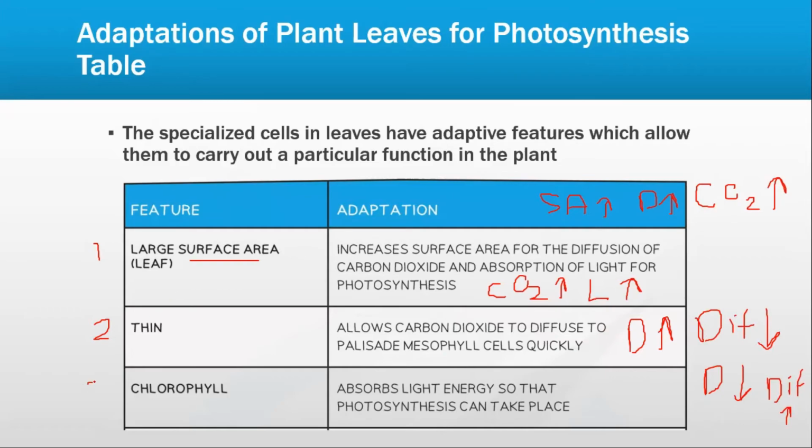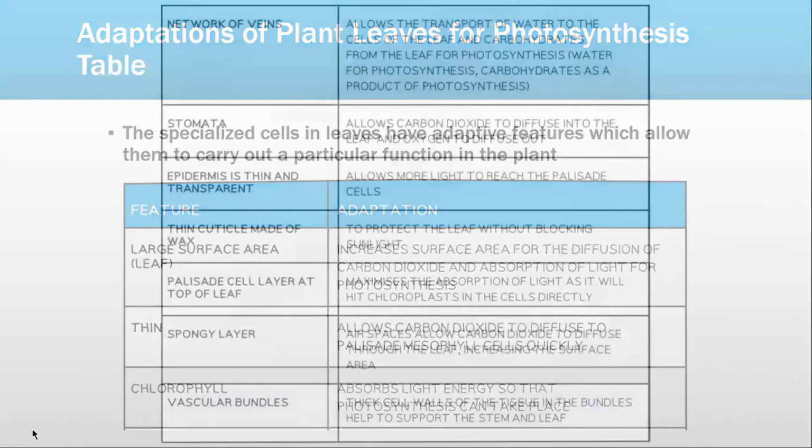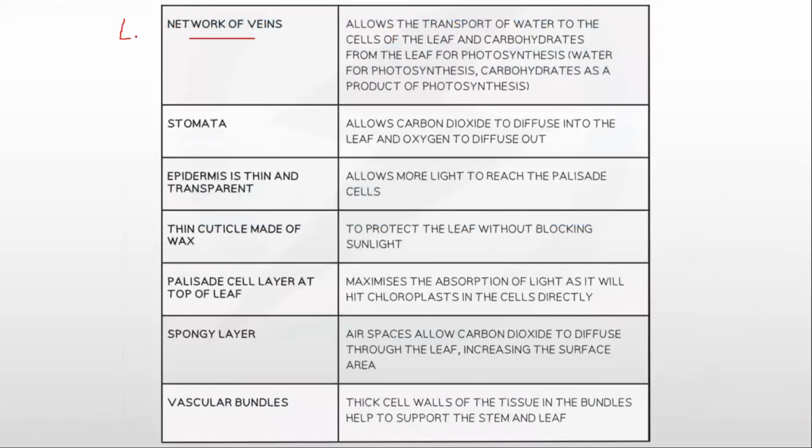The third feature of a plant is chlorophyll. Chlorophyll is responsible for absorbing light energy so that photosynthesis can take place. Then we have a network of veins inside plants, which is xylem, phloem, vascular bundles, for transportation of water and carbohydrates, the products of photosynthesis. The products of photosynthesis would be transported through phloem. The water would be transported through xylem. Then we have the fifth feature of a plant, which is known as stomata. Again, responsible for gas exchange, carbon dioxide into the leaf, oxygen out of the leaf.